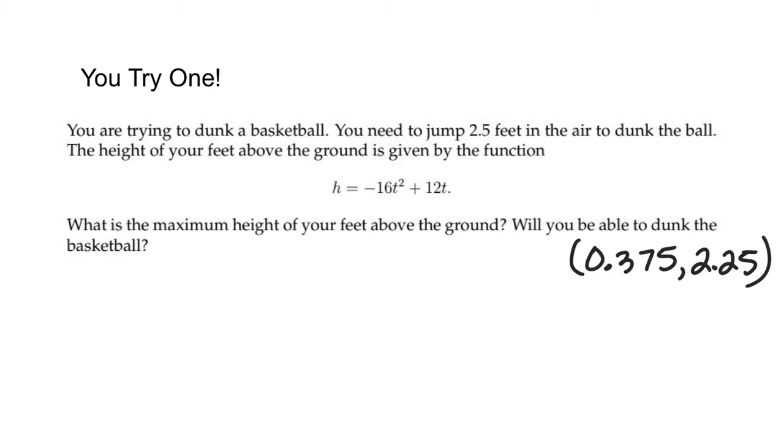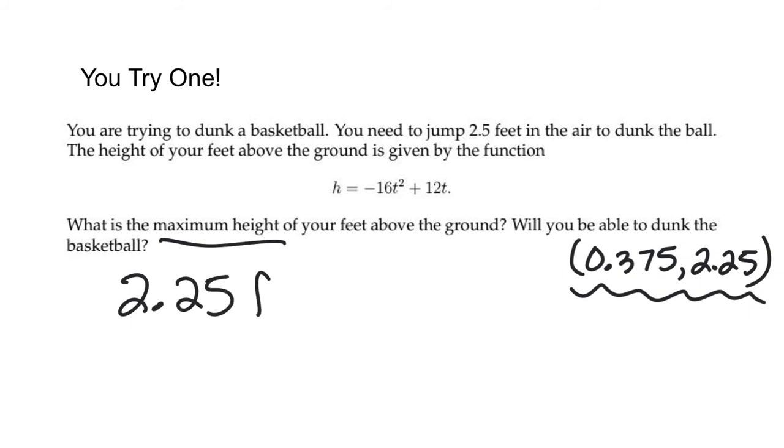All right, so with this one, when you worked it out, you should have gotten this point as your vertex, which means the maximum height from that is 2.25 feet. The y value is your maximum. So the question was, will you be able to dunk the basketball? If you have to be able to jump 2.5 feet to dunk it, and you can only go 2.25, no, you could not dunk it.